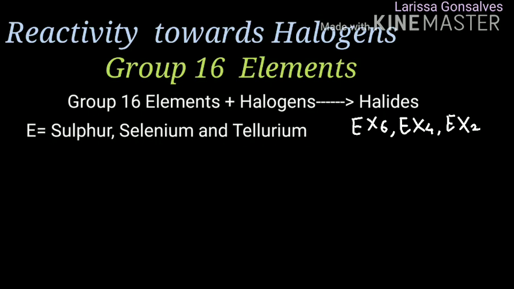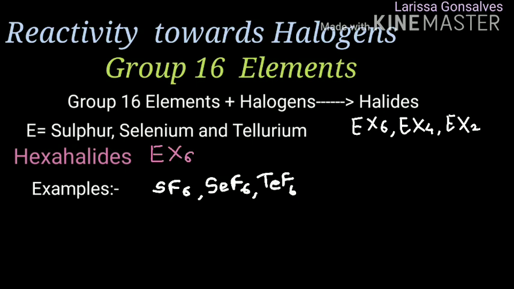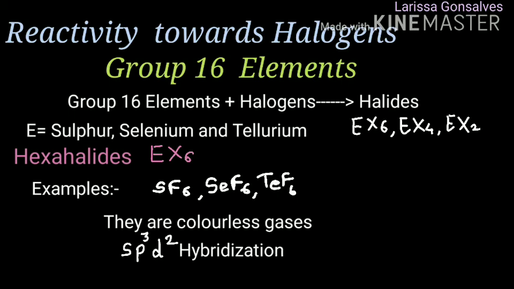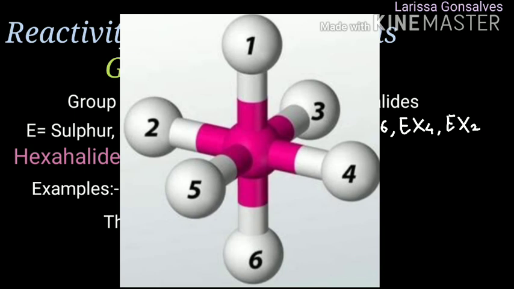First we shall study the hexahalides. Hexa stands for 6. Examples of hexahalides are SF6, SeF6 and TeF6, that is sulfur hexafluoride, selenium hexafluoride and tellurium hexafluoride. These are colorless gases. They have sp3d2 hybridization and have an octahedral structure.